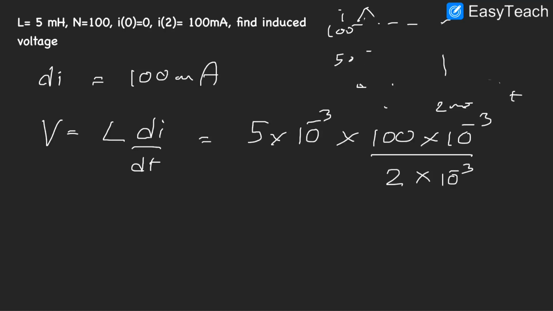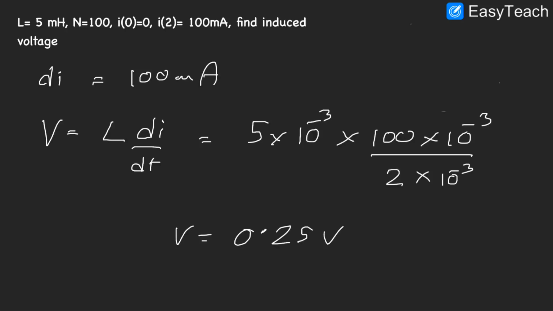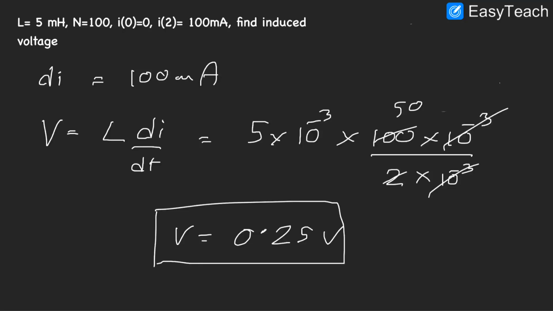Let me erase this. Yeah, I don't want to risk giving wrong information, but let's carry on with the problem. So if you solve this, you would get your voltage across the inductor as 0.25 volts, right? So 10 power minus 3, 10 power minus 3 cancels, and we got 250 times 10 power minus 3, so that's 0.25 volts. So this is the induced voltage.